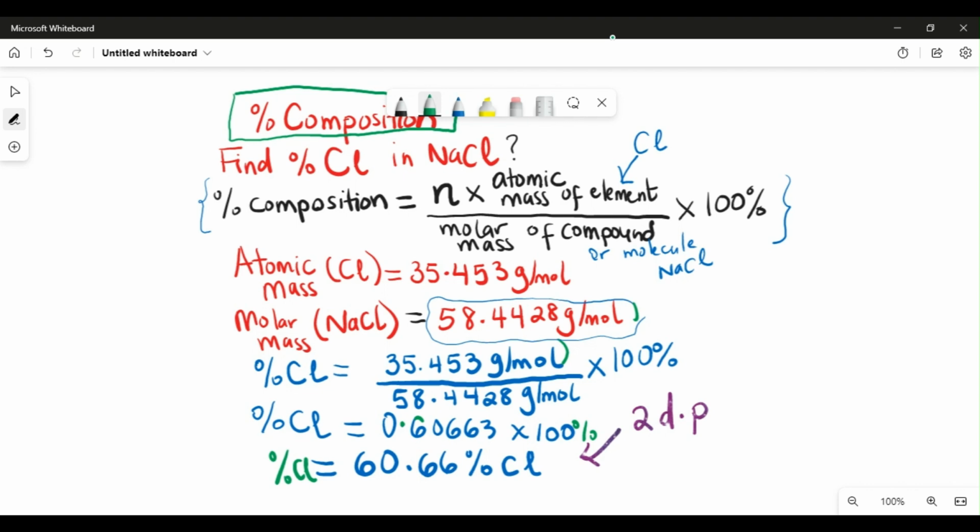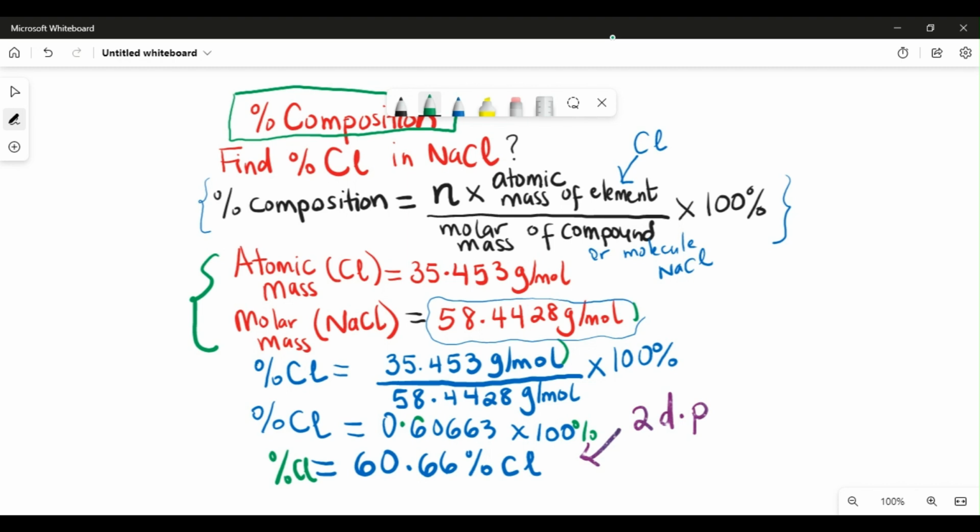I have a bunch of questions on this. So in an exam, they could either give you the molar mass or they could ask you to determine it. In this case, I've given it to you, and the molar mass of NaCl is going to be 58.4428 gram per mole. Now, we're going to input this information into the main equation.